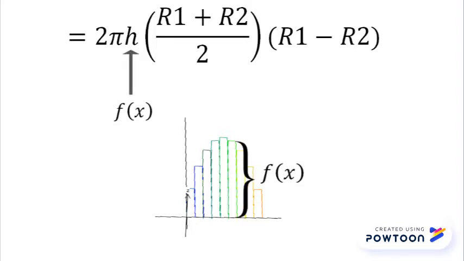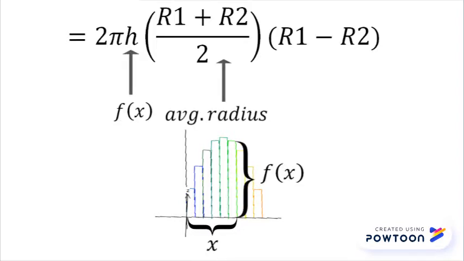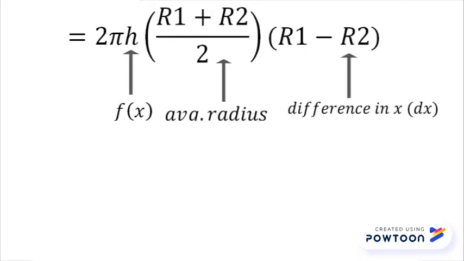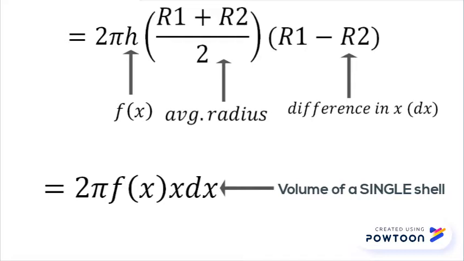The height is the function f of x, the (r1 plus r2)/2 is the average radius, or x, and the r1 minus r2 term is the difference in x, or dx, which gives the general function of 2 pi f of x times x dx, for the volume of a single shell.